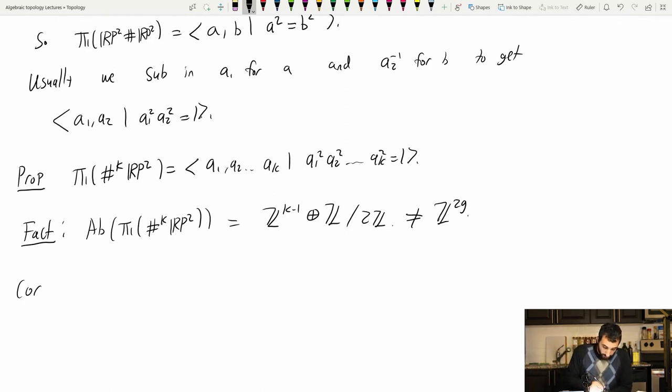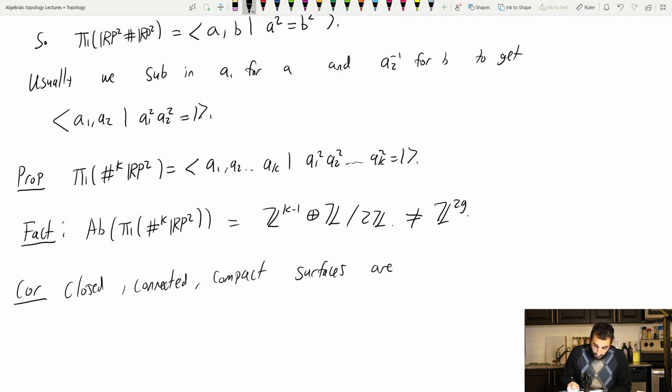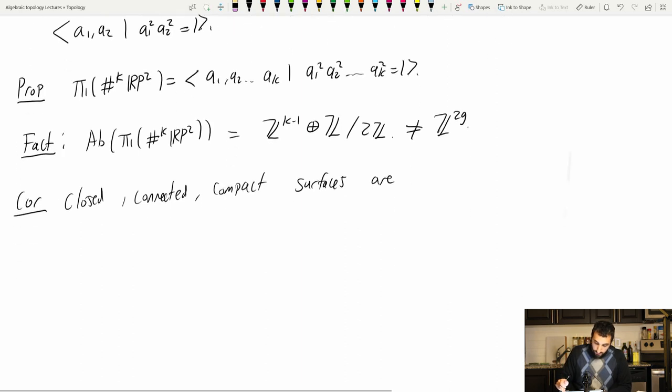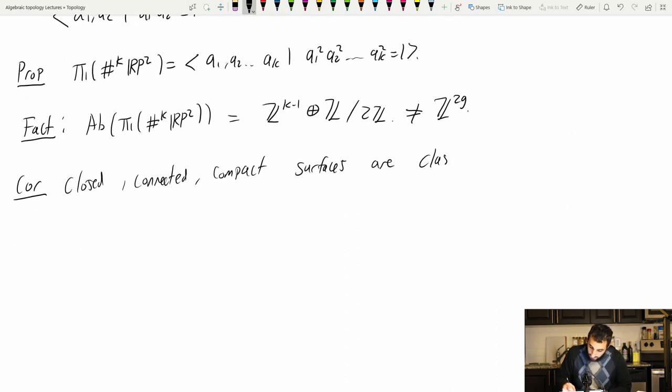And here is our final corollary. Closed, connected, compact surfaces are classified by their fundamental groups.